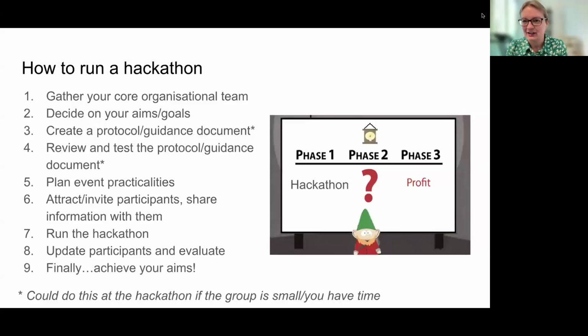And then finally, see if you've achieved your aims, which you may or may not have, and you may decide whether that's a problem or not.